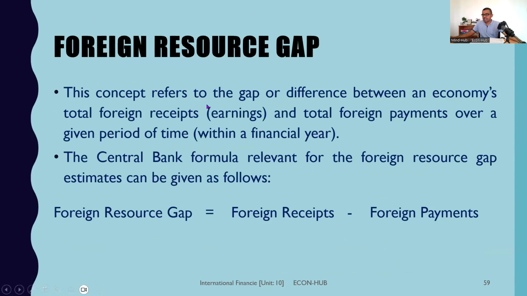Right, here we go. This concept refers to the gap or difference between a country's total foreign receipts and total foreign payments over a period of time. Receipts minus payments, the gap. The central bank formula relevant for the foreign resource gap estimate can be given as foreign receipts minus foreign payments. So our job is then to know what are receipts, what are payments, and what is the significance or importance of the foreign resource gap. What does it tell us? How do we finance the gap? How do we find the money to close the gap? In Sri Lanka, obviously, we have a negative gap.